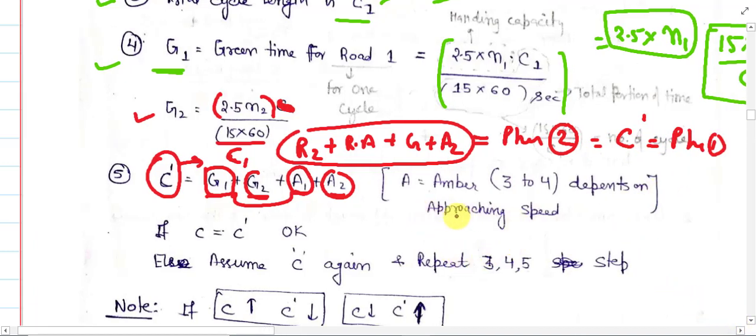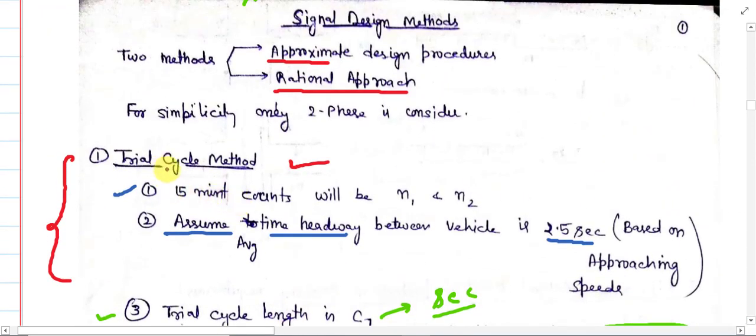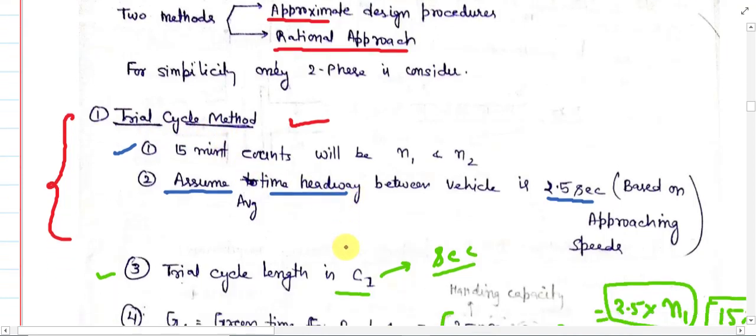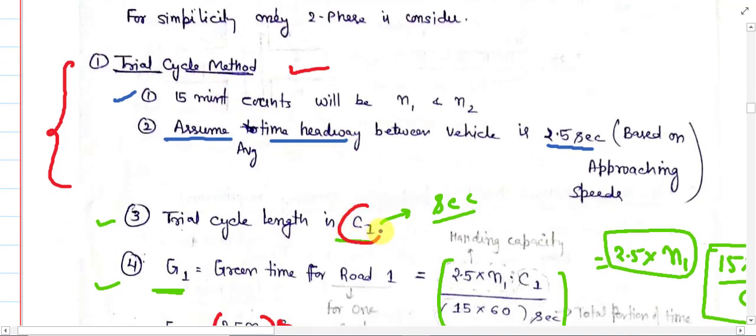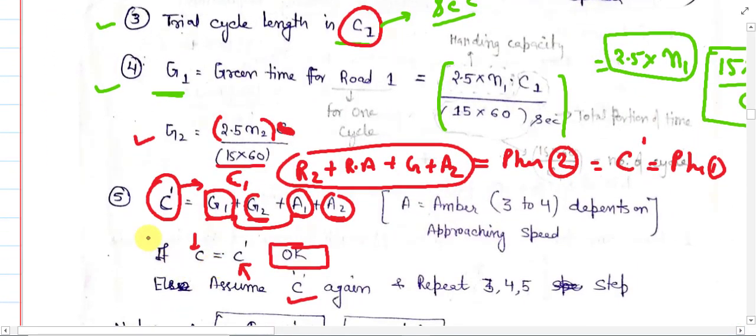Okay, so in this case we will find whether our assumed cycle length is equal to our calculated cycle length or not. If it is equal, then our procedure is okay, otherwise we will assume our C again and repeat this whole process. That's why this is known as the trial cycle method, because you don't know at which C1 value the green time G2 will equal to this condition.